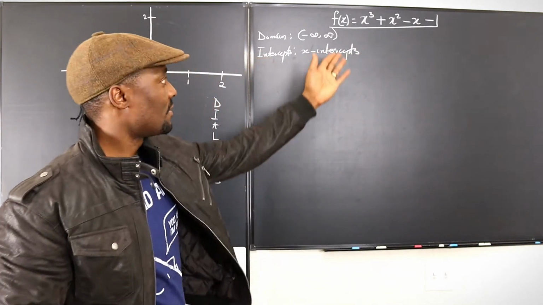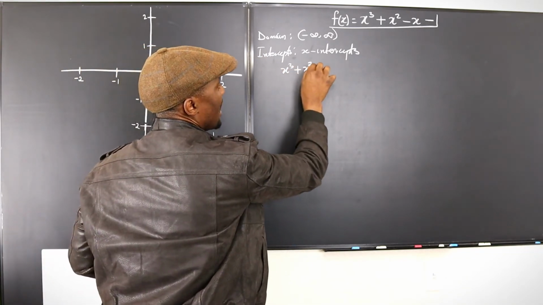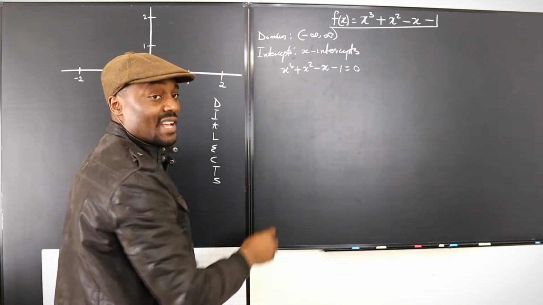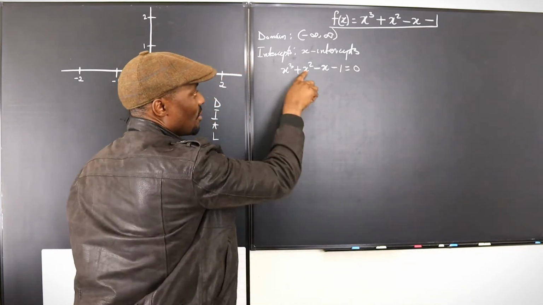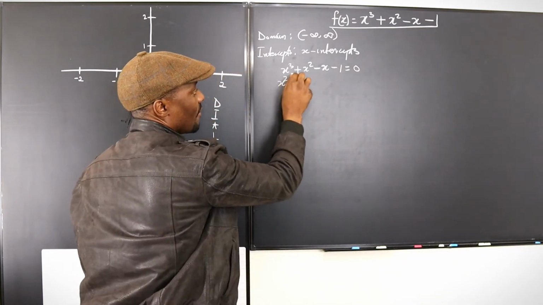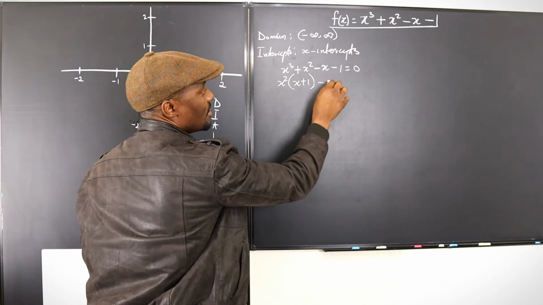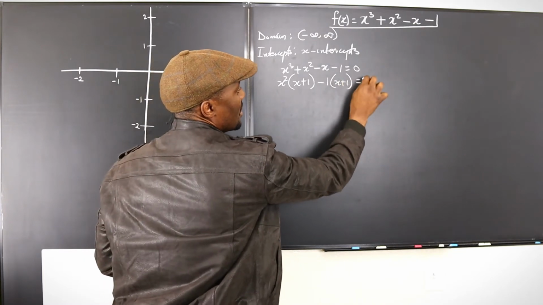Well, we have to solve this, okay? We're going to say that x cubed plus x squared minus x minus 1 equals 0. Well, I'm going to factor this. It is called factoring by grouping, okay? I'm going to take out x squared from here, and I'm going to be left with x plus 1. Then I'm going to put these together. It's going to be x plus 1 equals 0.